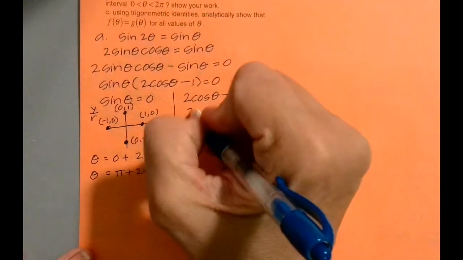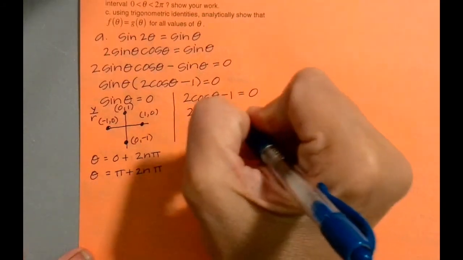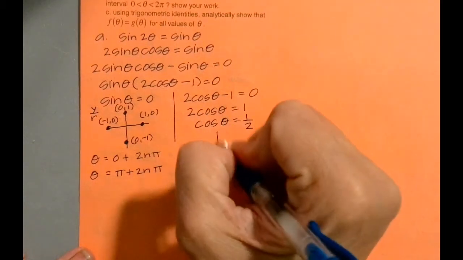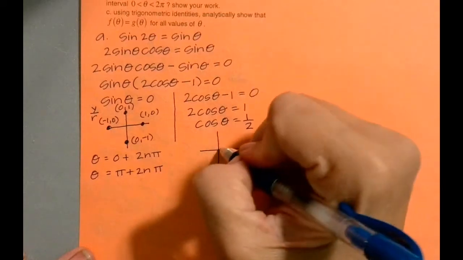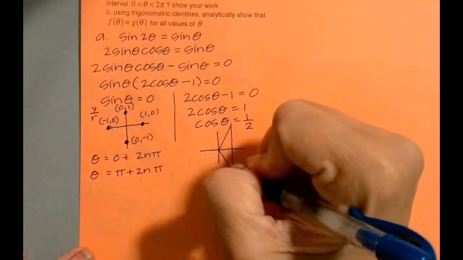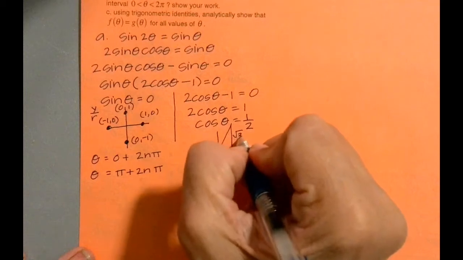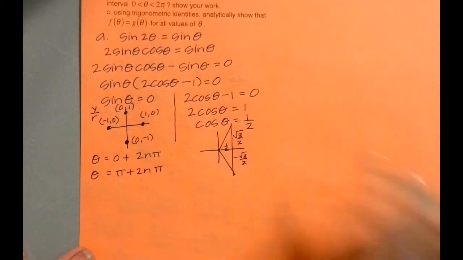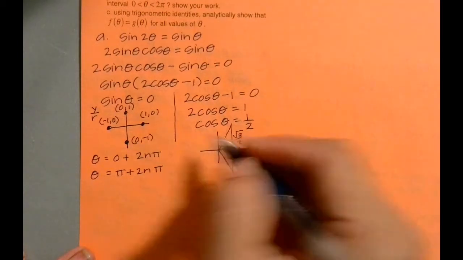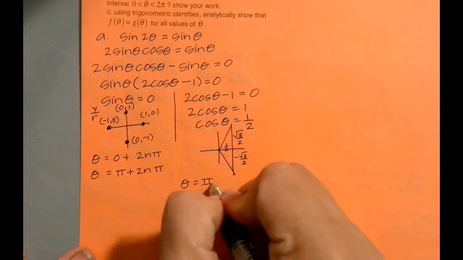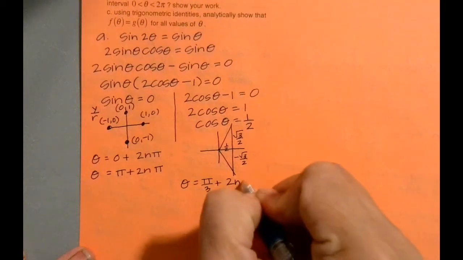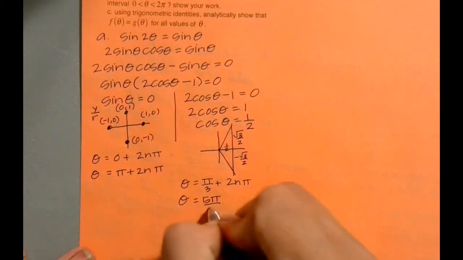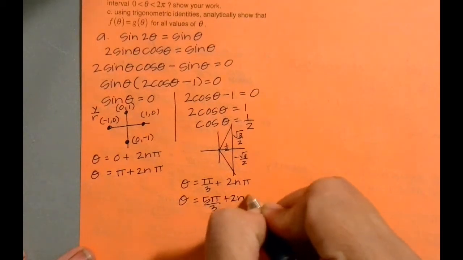And then here I have 2 cosine theta equals 1. The cosine of theta equals 1/2. Cosine of theta equals 1/2 here and here. So that's root 3 over 2, 1/2, negative root 3 over 2, and 1/2. So that is going to be pi over 3 plus 2n pi, and 5 pi over 3 plus 2n pi.